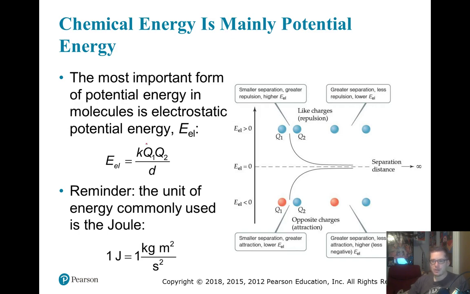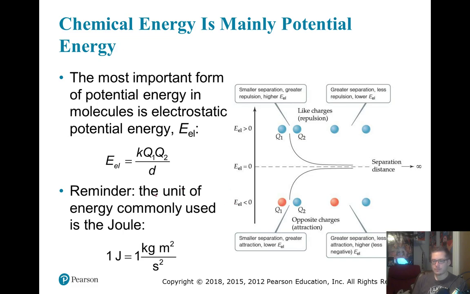Chemical energy is mainly potential energy. When we talk about chemical energy, essentially we're talking about the energy that could be given off or taken by atoms and molecules reacting with one another. The most important potential energy is electrostatic potential energy. They call it big E for energy, and then subscript el for electrostatic. This is the formula to calculate it. We've looked at this before.